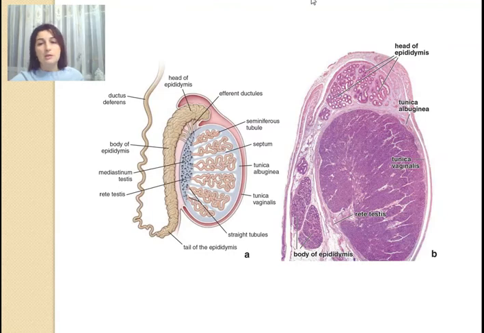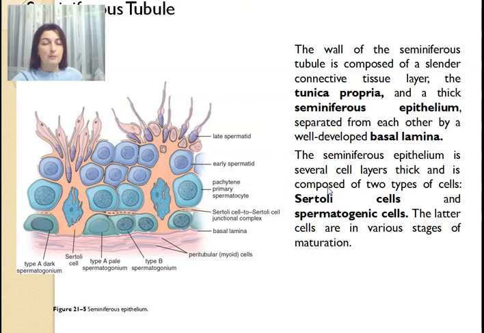male reproductive system. In the histological slide, we can see the testis with the surface of the testis with tunica vaginalis. Then we have the head of the epididymis, which are located very close to each other actually.